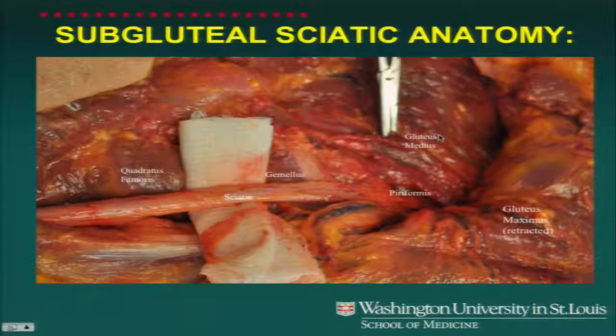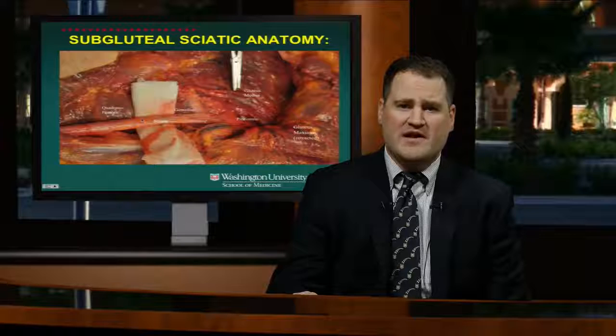Some more specific subgluteal anatomy. You can see the gluteus medius here. Here's the piriformis, the gemellus, and this is where the sciatic nerve traverses out, coming down ultimately to bifurcate. Here you can see the quadratus femoris. The quadratus femoris below it is one of the external rotators of the hip. But in this septum, in between the gluteus maximus and quadratus femoris, is where you will block the sciatic nerve at the subgluteal level.